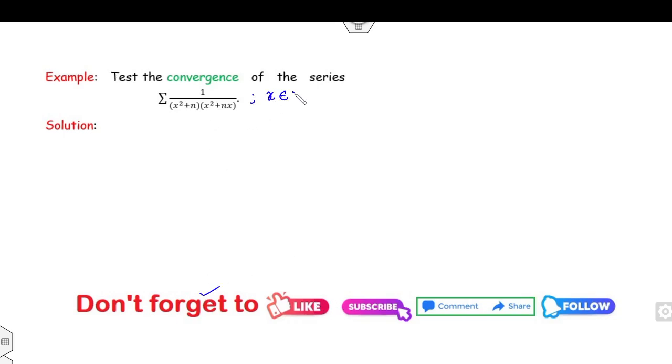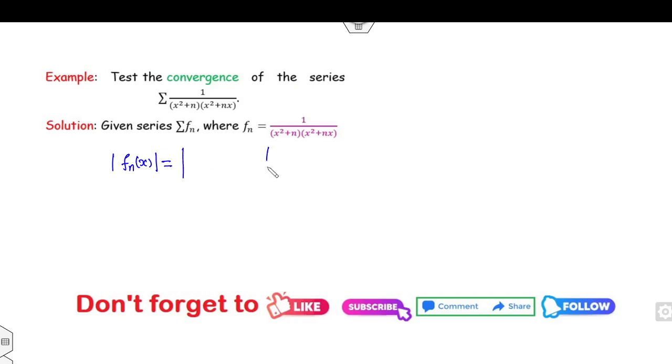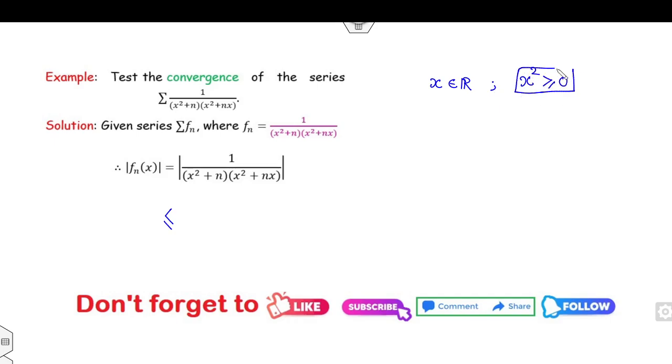Again, you can see that my series is defined on R. This is the value of Fn. I can start with Fn(x) and substitute the value of Fn. Now, your target is to write this value in terms of a less-than sign. Since x belongs to the real numbers R, x squared is always a positive number. n is also a positive number. So all these quantities are positive. So I can write this expression firstly outside the modulus.